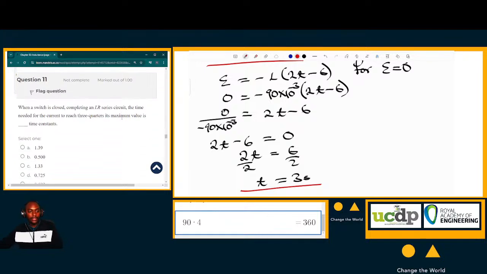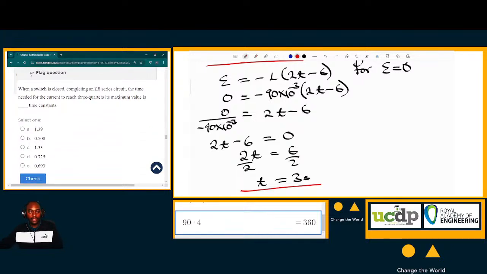I'll scroll down to show the question. Question 11, right? Is it visible? Yes. So the question reads, when a switch is closed, completing an LR series circuit, the time needed for the current to reach 3/4 its maximum value is dash time constants.